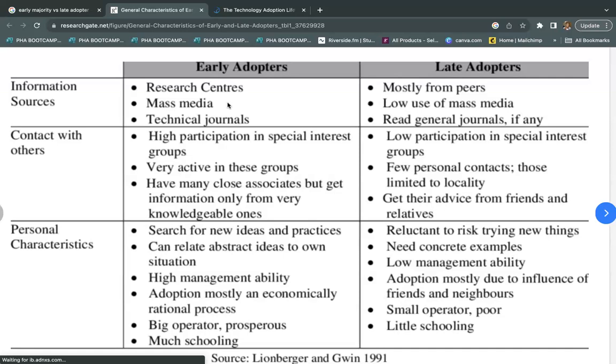The late adopters, they have low participation in special interest groups. Mostly they are introverts. They have few personal contacts. They are limited to locality. They get their advice from friends and relatives. And that's why they will know about these things.